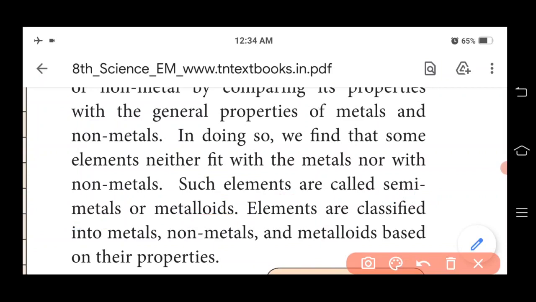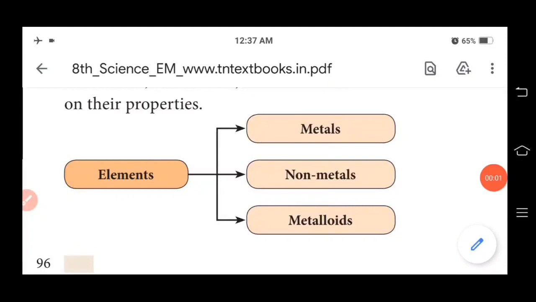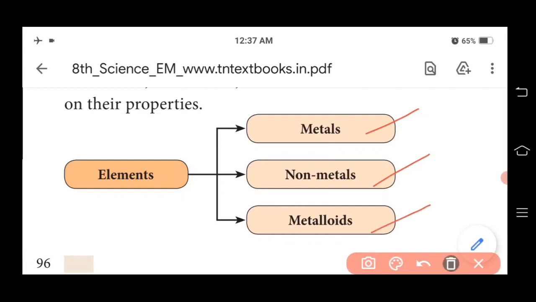Elements are classified into metals, non-metals, and metalloids based on their properties. Students, elements are classified into 3 types on the basis of their properties. They are metals, non-metals, and metalloids. Let me explain to you one by one.